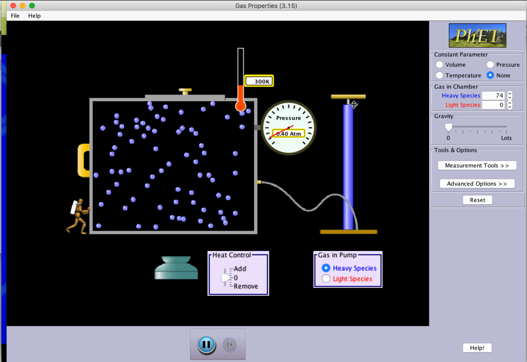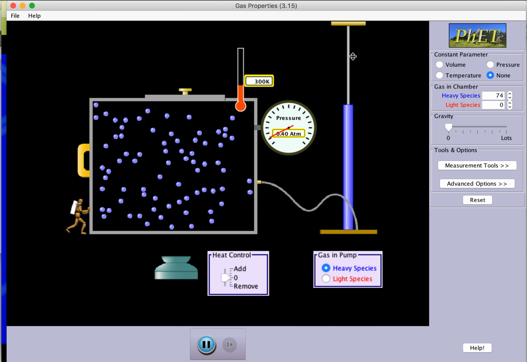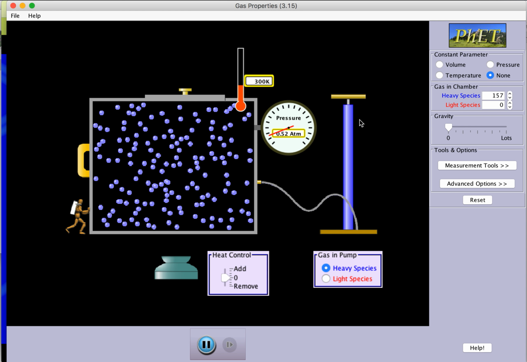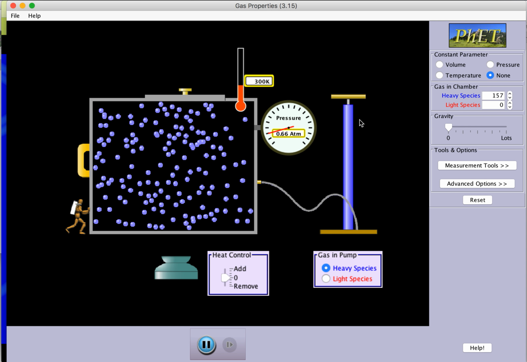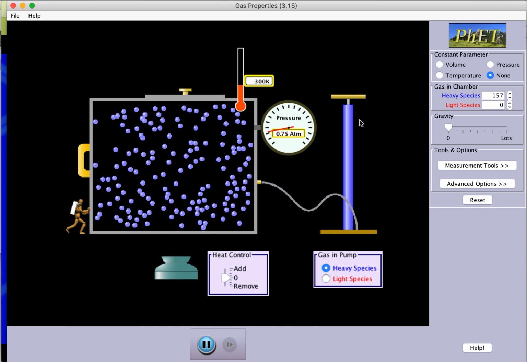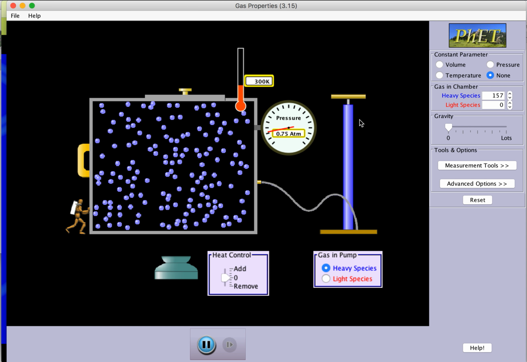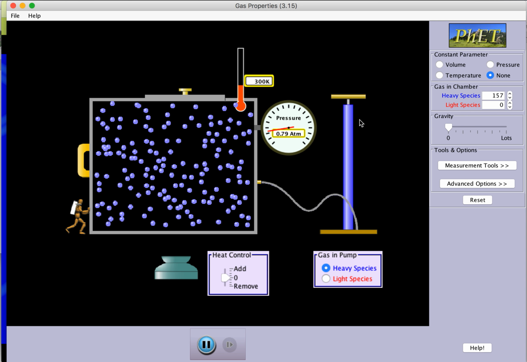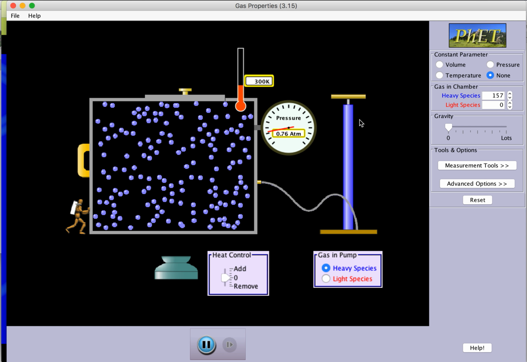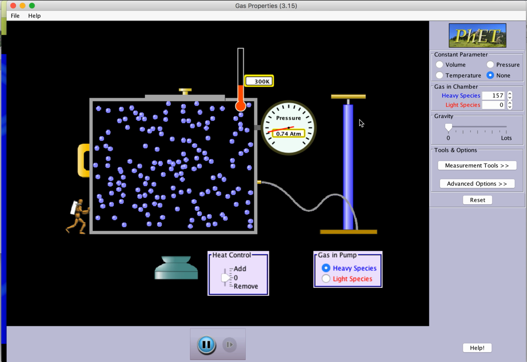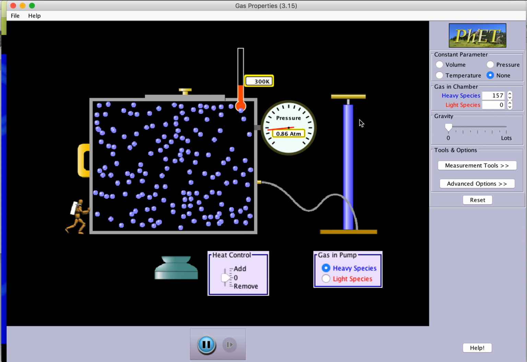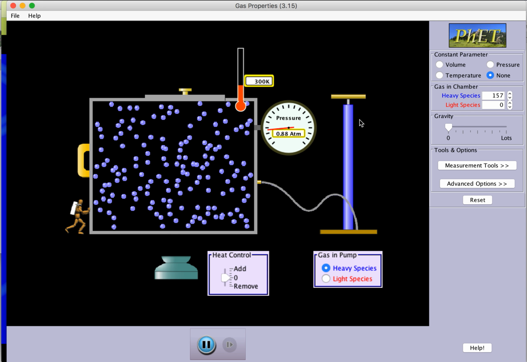I'm going to put in another one here so we can see the difference in the pressure. We'll give that a second to stabilize. Remember, we were at about 0.037. I've put in another measurement of gas. Now, I don't know that I put in exactly the same amount, but you can see that my pressure has now fairly close to doubled. So the more gas particles I have in my simulation, the higher the pressure is.